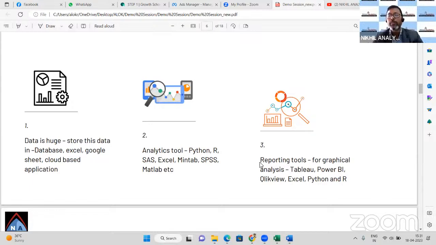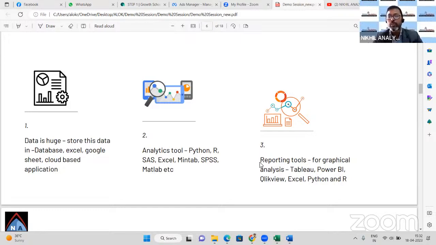And how do we do it? With the help of certain lines of programs that we have to write. Python and R are both programming languages. We have to write programs to complete the analysis. Some other tools are also available such as SAS, Excel, Minitab, SPSS, and MATLAB.